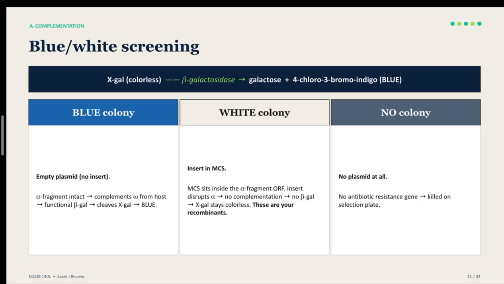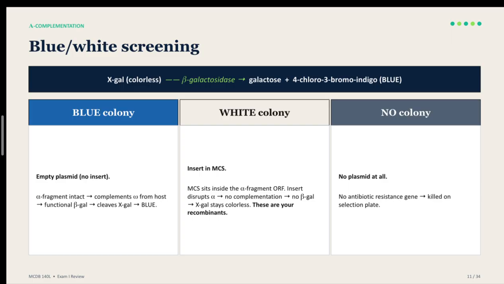So the overall logic is you have 3 different outcomes. Blue is bad, okay? If you get a blue colony, that's not what you want. You want white colonies, and then no colony is just no colony, right? So blue involves having an empty plasmid. You have an alpha fragment that's intact, plus the omega from the host, which leads to a functional beta-galactosidase. It cleaves the X-gal, and it ends up being blue.